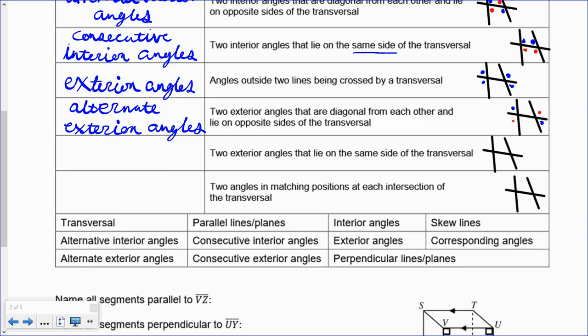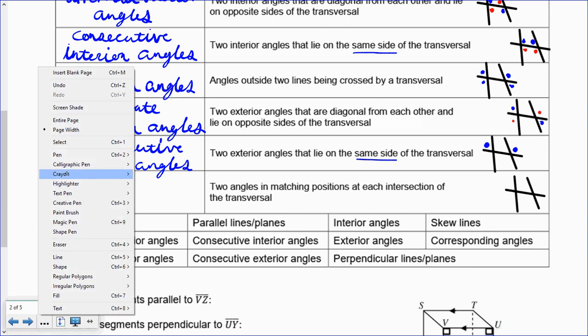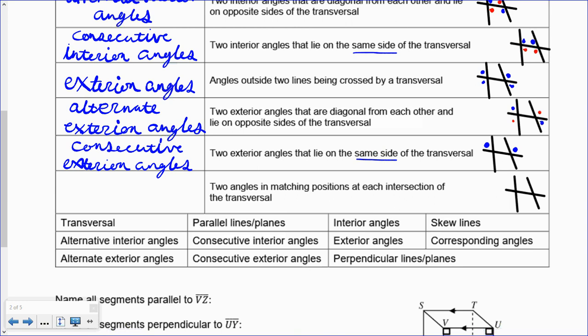All right, 2 exterior angles that lie on the same side. Consecutive exterior. Right? So those are still going to be outside because they're exterior. They're still going to be outside the 2 lines, but they're on the same side of the transversal. So it should look like that.